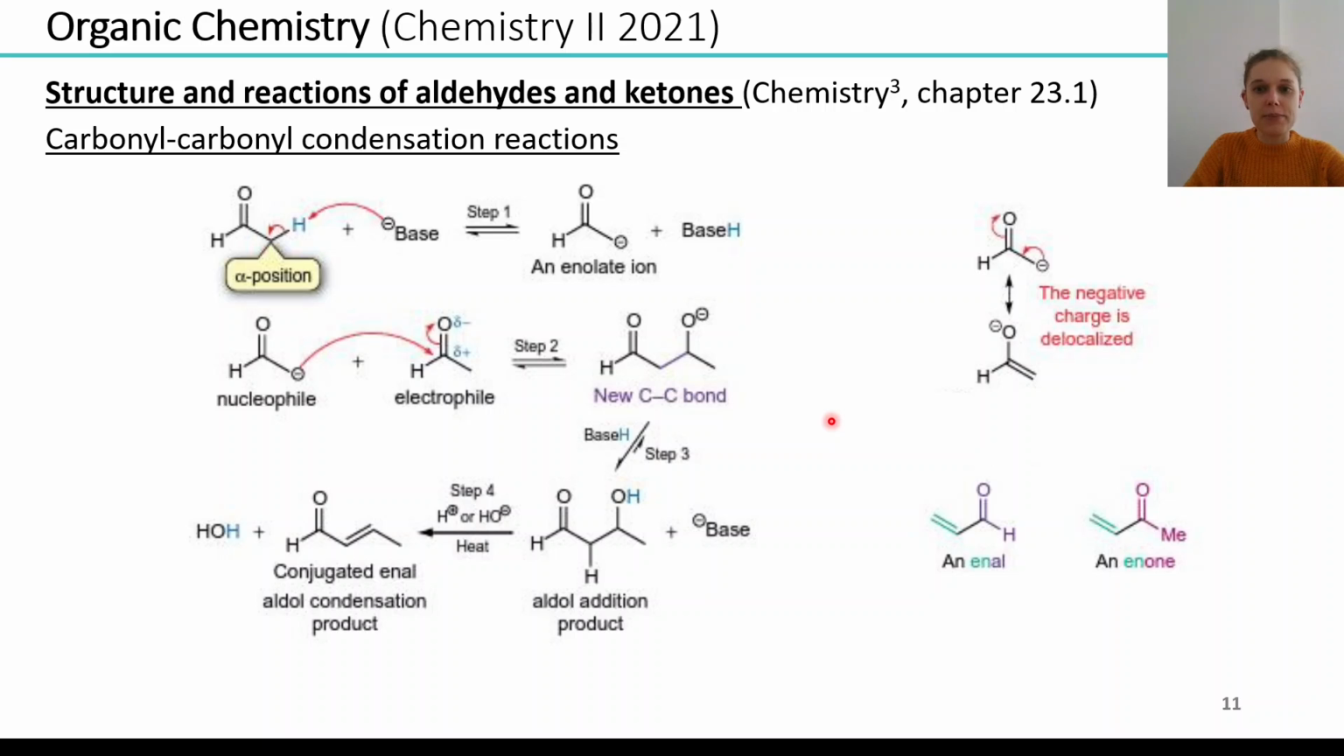Then in the third step, this alkoxide ion gets protonated in order to produce the aldol addition product, which contains now an alcohol group as well as an aldehyde group. And also important to see is that in the third step, the base is regenerated. That means the base acts as a catalyst in this reaction. And usually the aldol condensation ends with a fourth step where the aldol addition product is heated with either a base or an acid to form a conjugated enal by the elimination of water.